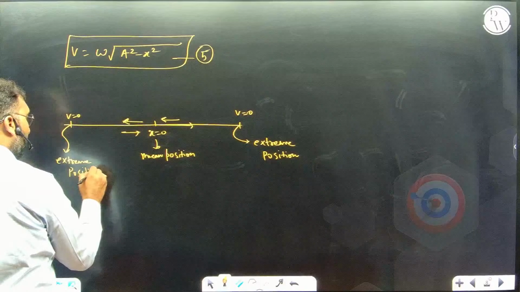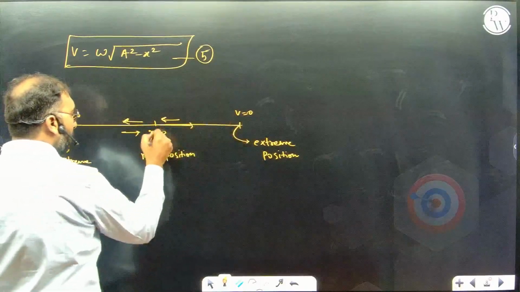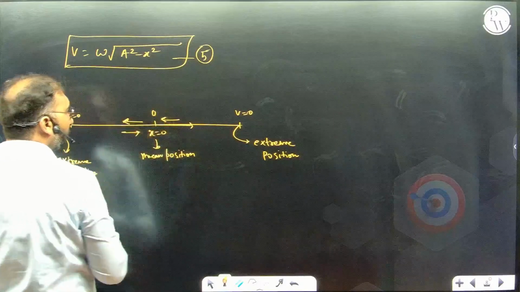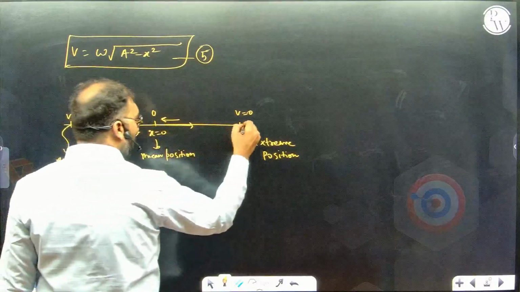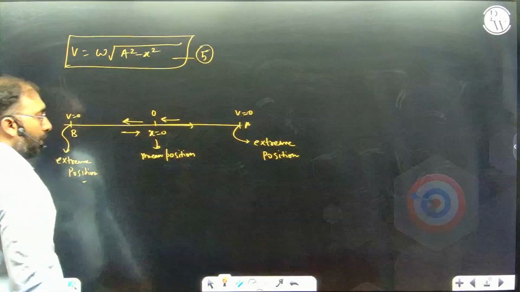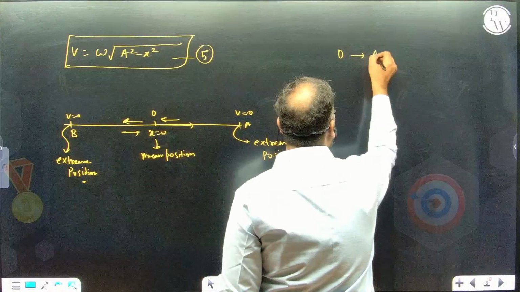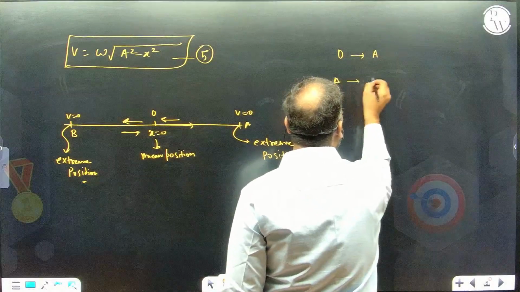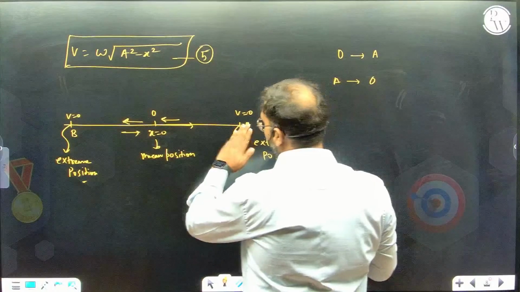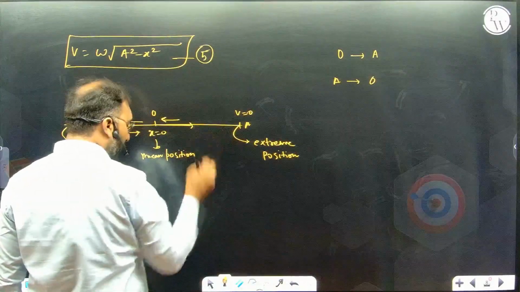So you can see this is an extreme position, this is also an extreme position, and this is your mean position. I'm calling the mean position O, this extreme position A, and this extreme position B. So how is the particle moving? It is going from O to A, then it is coming back from A to O.